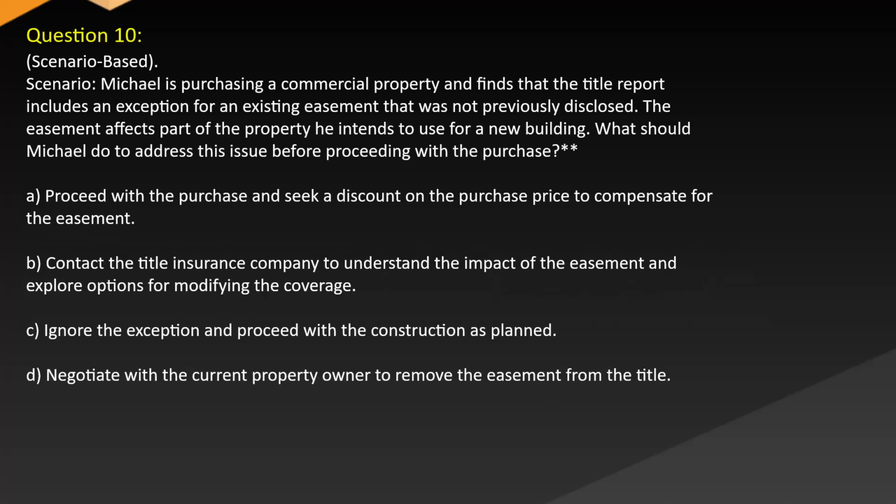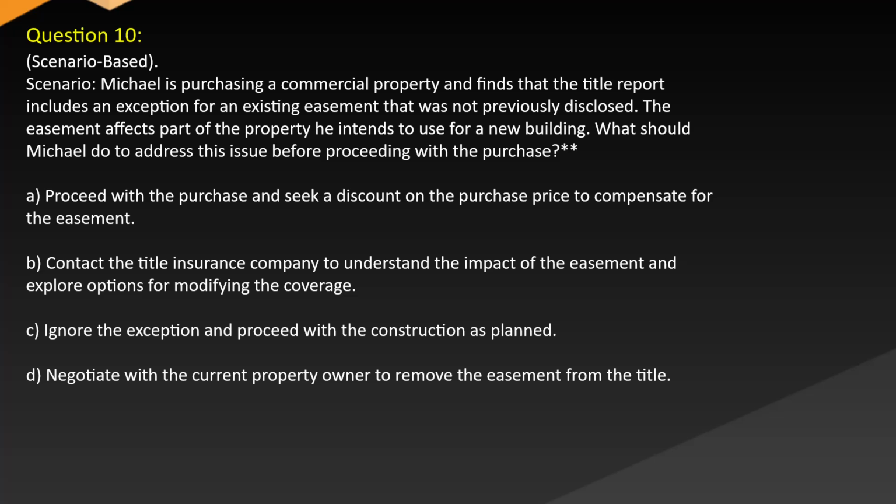Question 10. Scenario-based. Scenario. Michael is purchasing a commercial property and finds that the title report includes an exception for an existing easement that was not previously disclosed. The easement affects part of the property he intends to use for a new building. What should Michael do to address this issue before proceeding with the purchase?